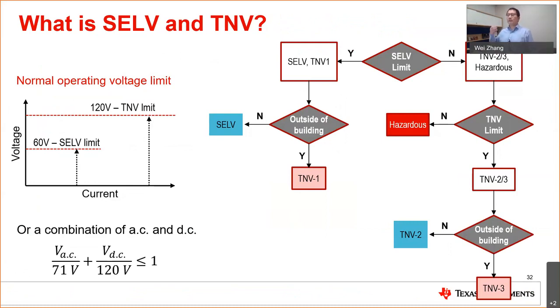So here you start from the SELV limit, and that limit is listed in the equation below. SELV is under 60 volts DC, and TNV means telecom network voltage. If it is under 60 volts, then you have SELV or telecom network voltage category 1. If it's inside the building, you go to SELV. If it's outside the building, it is TNV-1. If it's not SELV, then you go to hazardous voltage, which means you are pretty much above 120 volts, up to 400 volts. And if it's yes, you go to TNV-2 and TNV-3. If it's outside the building, it is TNV-3. So this tells you which voltage category applies and why it matters.